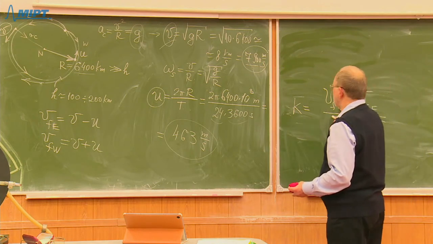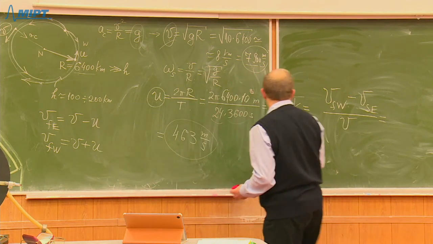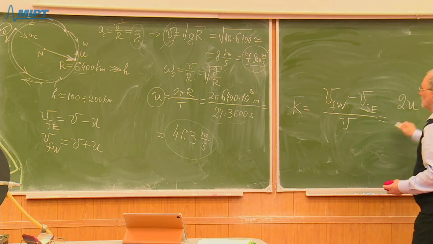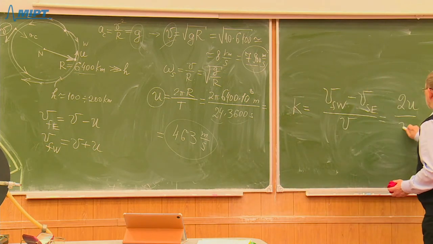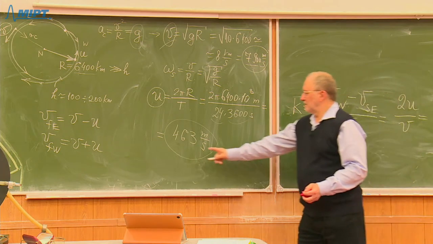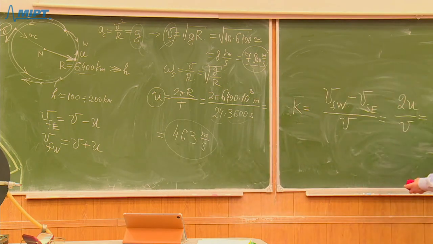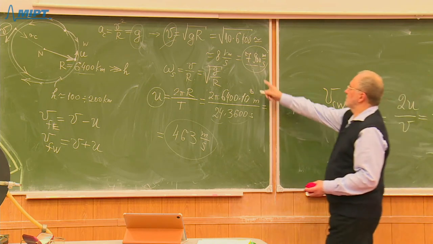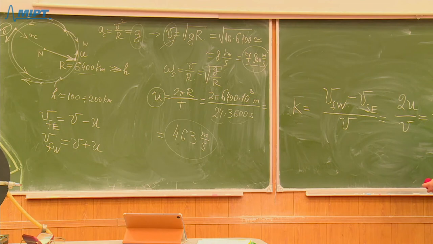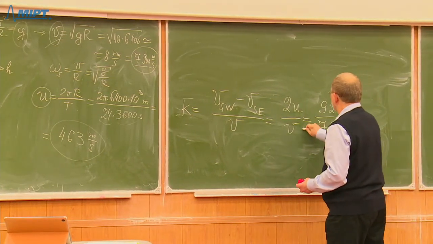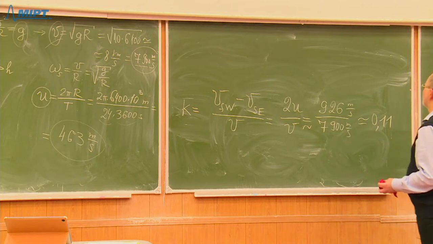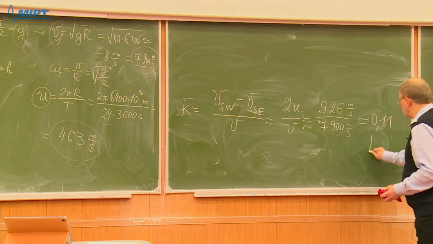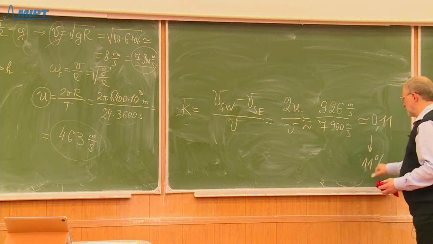So this one will be v minus u, and this one will be v plus u. So in the denominator, we will have 2u, twice the velocity of the motion of the equator, divided by v. If this figure is multiplied by 2, you will find something like 926 meters per second, divided by approximately 7,900 meters per second. And that, after calculating, will give you something like 11%, about 11%.